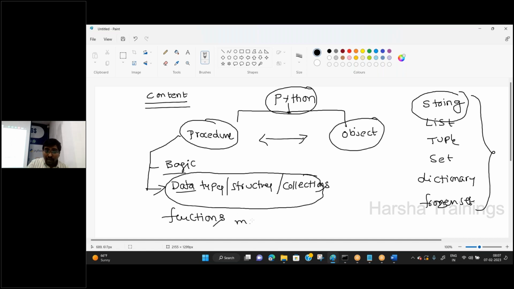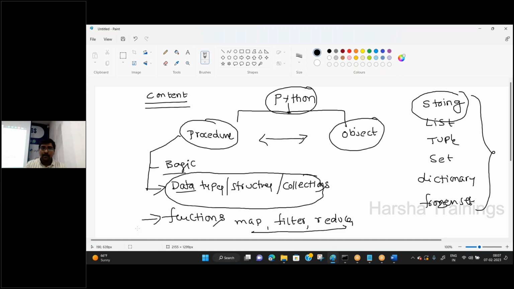And very important functions: map, filter, reduce. These are the most important functions. We will cover all the concepts of functions. Any other stuff, we have already given entire information in your syllabus. We will cover all the syllabus.